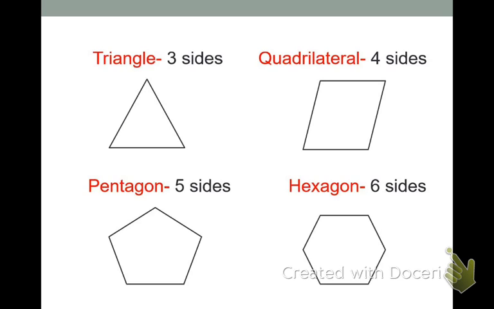A triangle, how many sides does it have? 3. So anytime that you see something that's 3-sided, it's a triangle. It doesn't have to look exactly like that. It can look like this. Okay, it's got 3 different sides, all right? Quadrilateral, how many sides does it have? 4, okay?